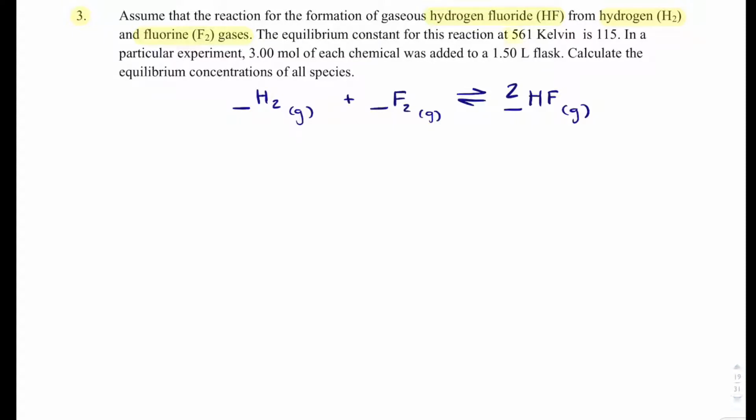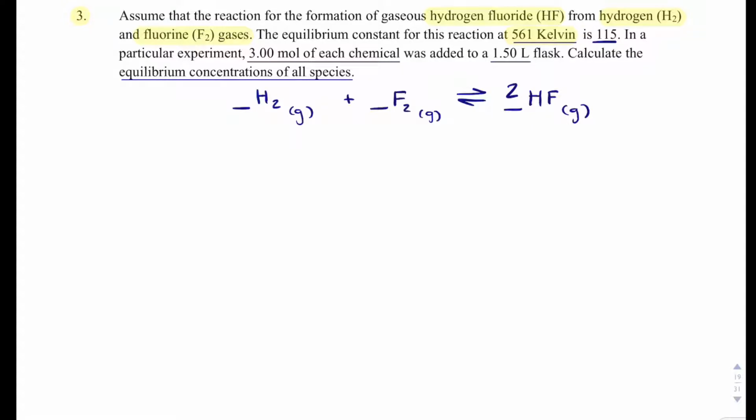They give me the temperature at 561 Kelvin. The only reason they do that is because whatever equilibrium constant here, the 115, that 115 value is only true at 561 Kelvin. Okay, we are given 3 moles of all the chemicals, and the volume is 1.5 liters. And we need to calculate the equilibrium concentration of all the different chemicals.